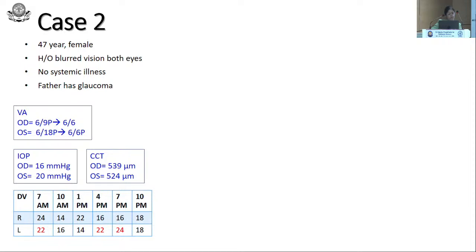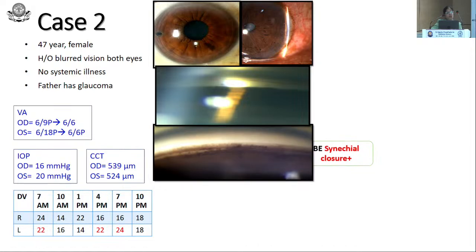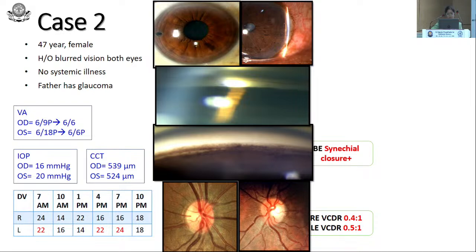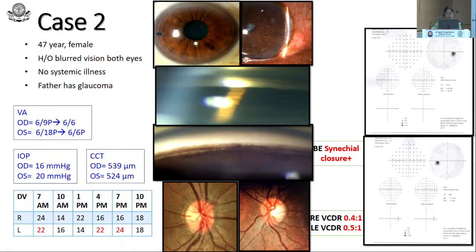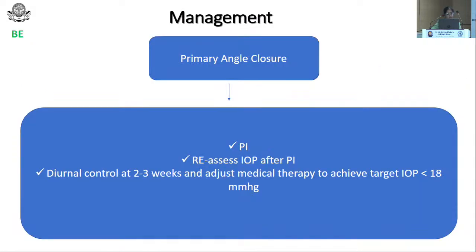and 7 p.m. there is a spike of IOP. Anterior segment seems to be normal, but shallow. Right eye does not have a PI, and on gonioscopy, both the eyes have synechial closure. Optic disc seems to be normal. There were no visual field changes. The diagnosis is both eyes PAC. So the management of PAC is PI, and we have to reassess IOP after PI.